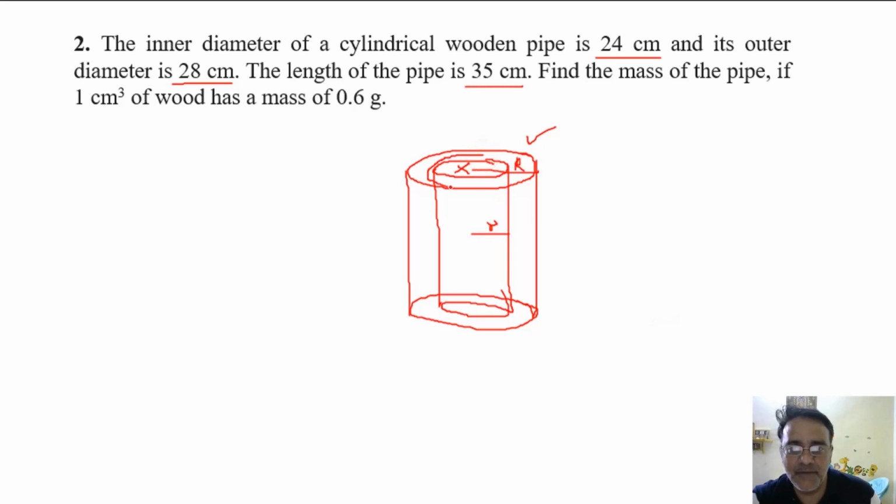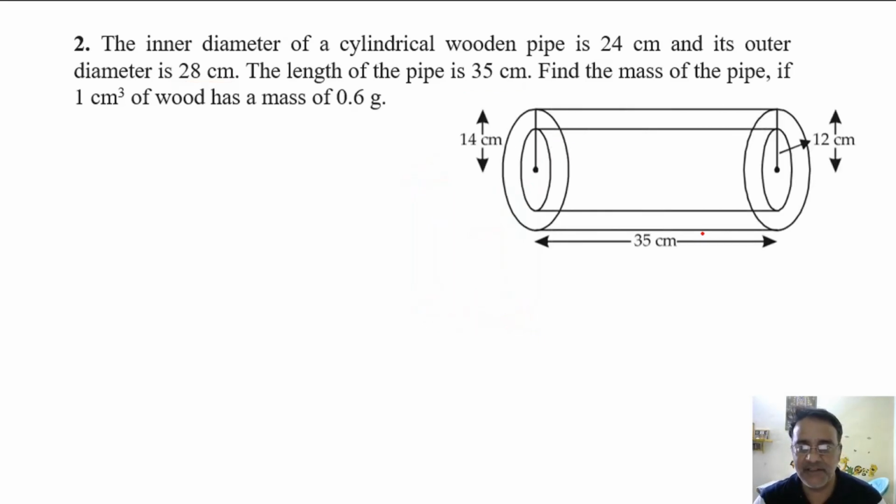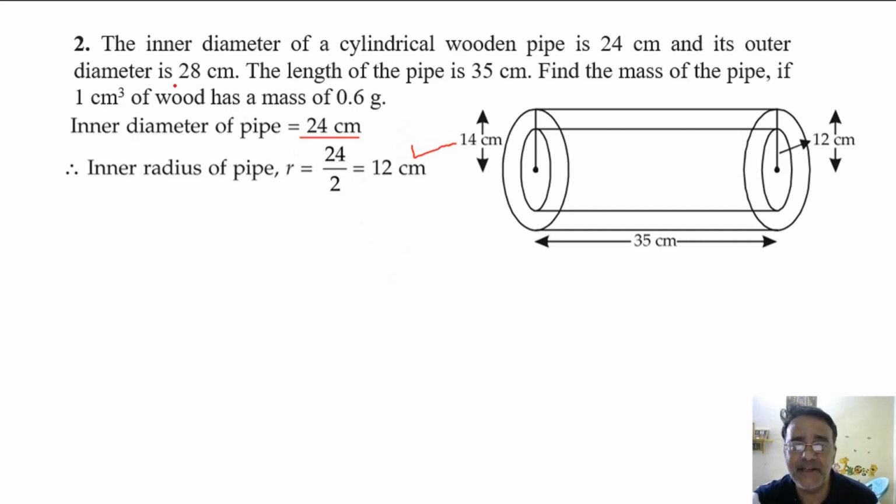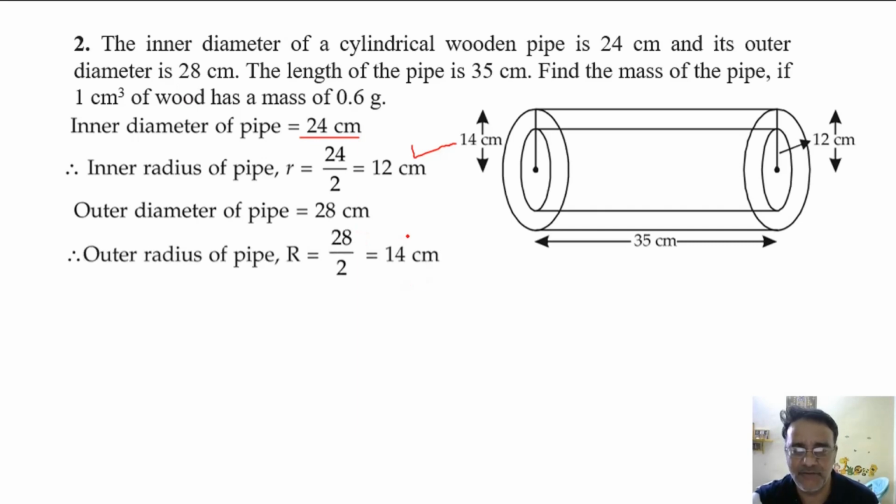So now what is the volume of this pipe? How will you find it? Volume of outer cylinder minus volume of inner cylinder. Is this clear? Okay, we'll start with the rough diagram. Inner diameter of the pipe is given 24 centimeters, so what will be the radius? 12 centimeter. Very good. Now the outer diameter is given 28 centimeters, so what is the outer radius? 14. Very good.